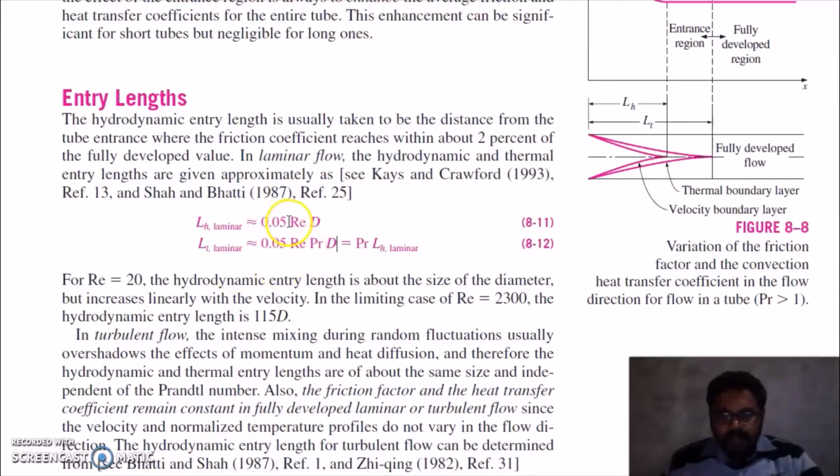You can see if you put Reynolds number 20 here, these terms will cancel out and your hydrodynamic laminar entry length becomes equal to the diameter. So it will become equal to D if you put Reynolds number 20 here. And if you take Reynolds number 2300, it will become 115D.